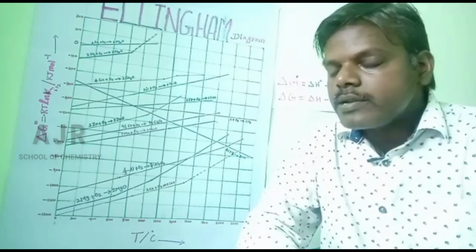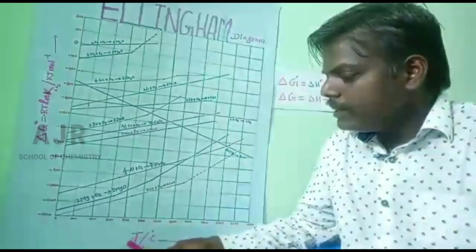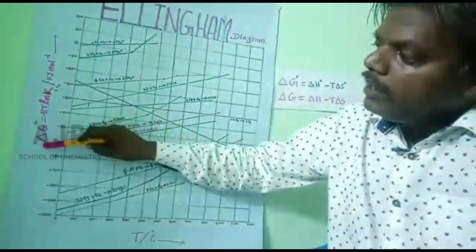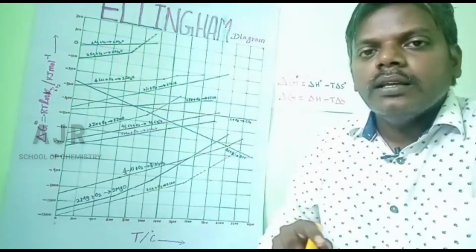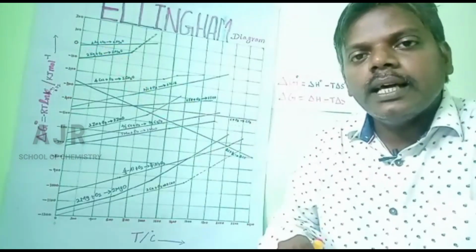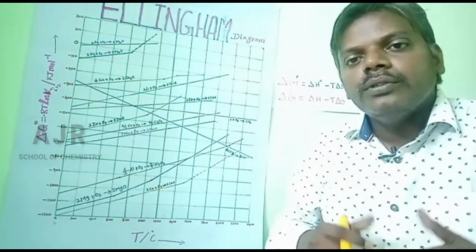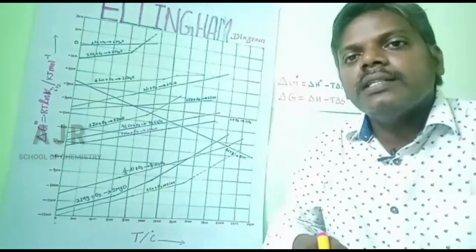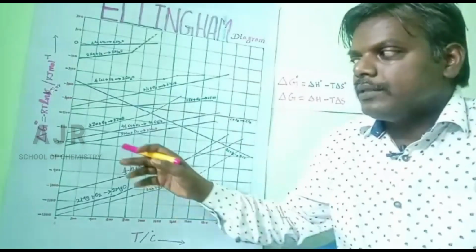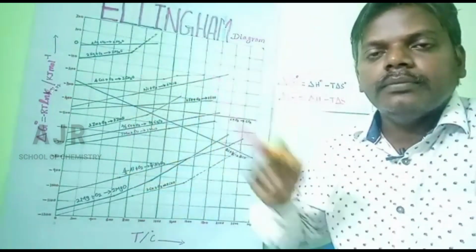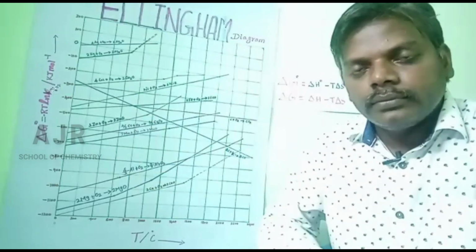For drawing this Ellingham diagram, Harold Ellingham took temperature in the x-axis and delta G0 in the y-axis, and he obtained straight lines with delta S as slope and delta H as y-intercept. Our aim now is to learn what the observations in this diagram are. If you go through this diagram, there are many things that can be observed.